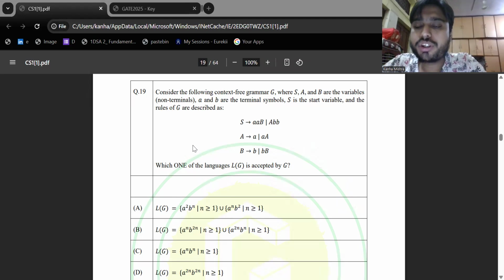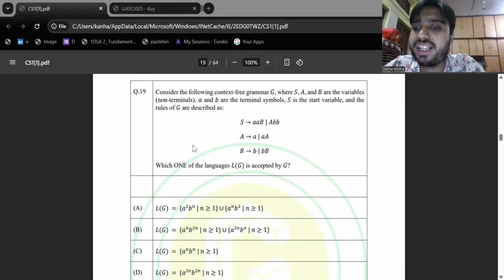Hello everyone, let's solve question number 19 of GATE CS1 paper 2025. Consider the following context-free grammar G where S, A and B are the variables, non-terminals, where a and b are the terminal symbols, S is the start variable. The rules of the grammar are described as S → AB or S → ABB, A can be implied as a single a or more a's, B can be implied as a single b or more b's. Which one of the following languages L of G is accepted by the grammar?